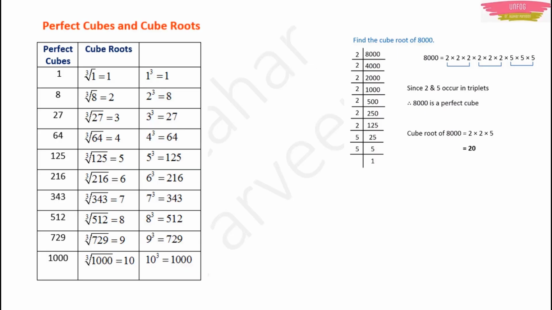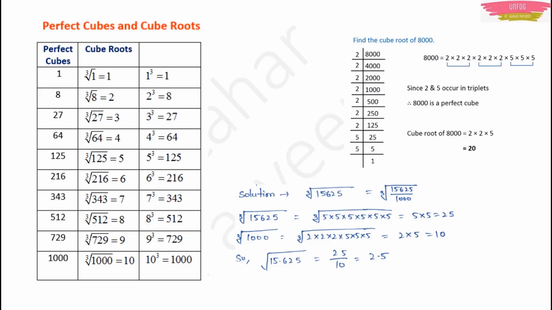Once all are done, now you should not look for the squares. Now you should look for the triplets. Triplet means 3 times the number. 2 will be there 3 times, again 2 will be there 3 times, and 5 will be there 3 times. Take the single numbers and then multiply. That will give you the cube root of this number. Okay.